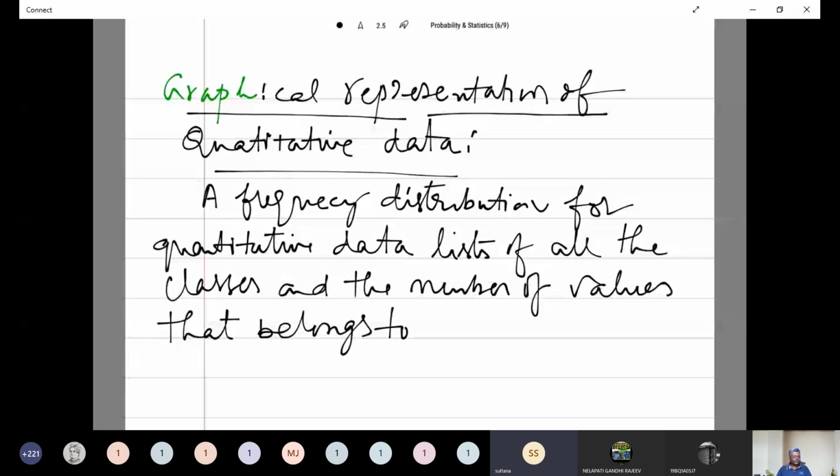Belongs to each class. Now, this is a very, very important graphical representation. A frequency distribution for quantitative data lists all classes and the number of values that belong to each class.